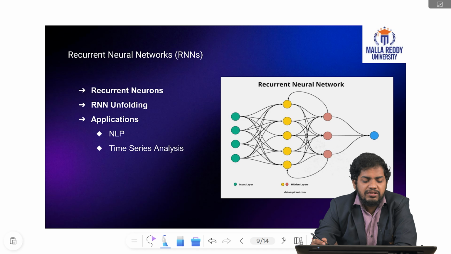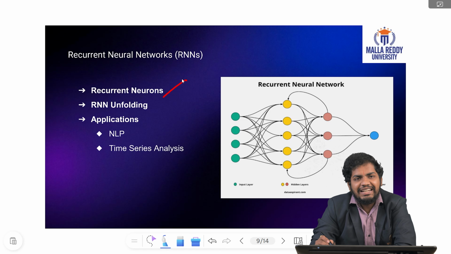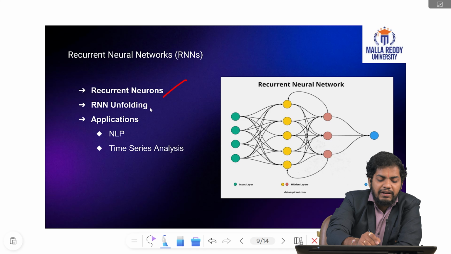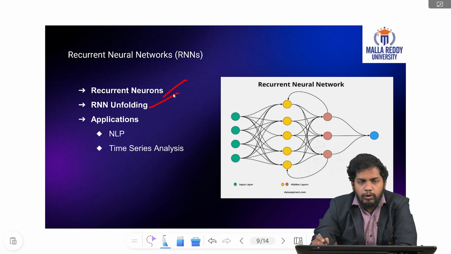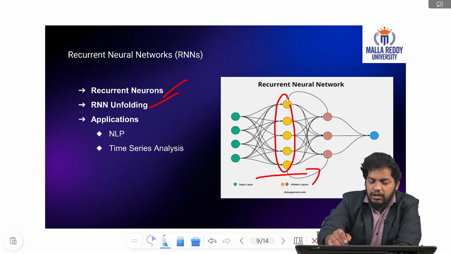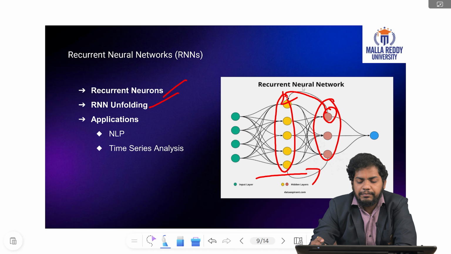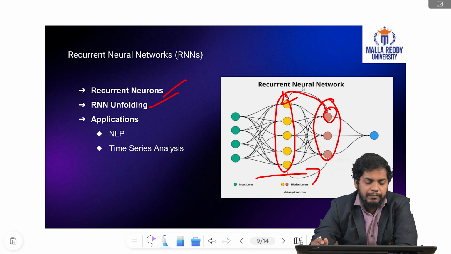Next, we have RNNs. In RNNs, we have recurrent neurons which have a hidden state that remembers the previous data. Next, we have RNN unfolding, which is a series of hidden states with mathematical functions that remember the hidden state and also get data from the previous timestamp.